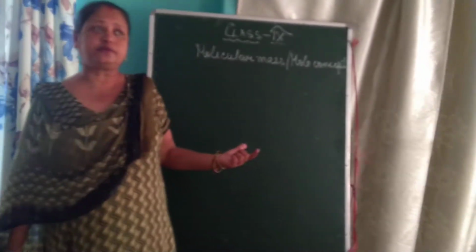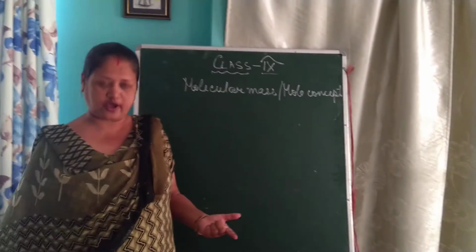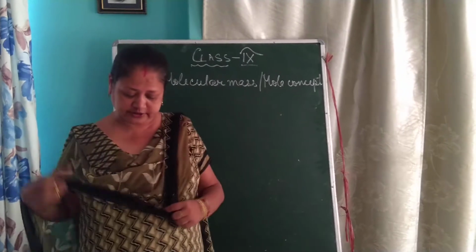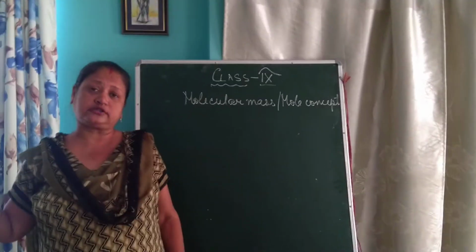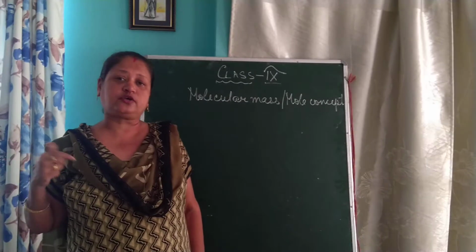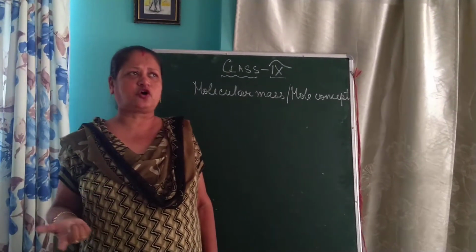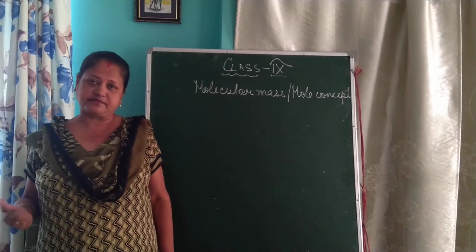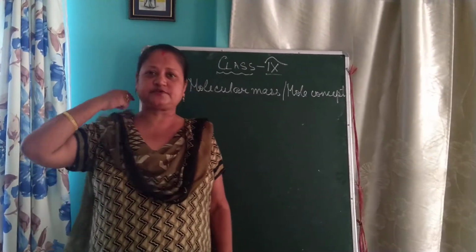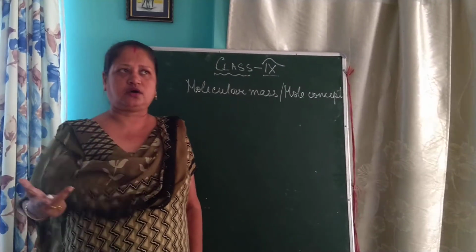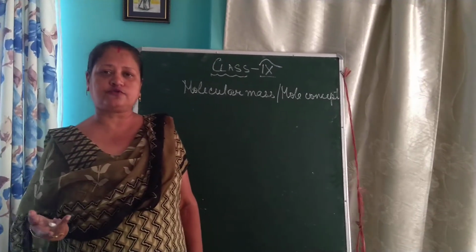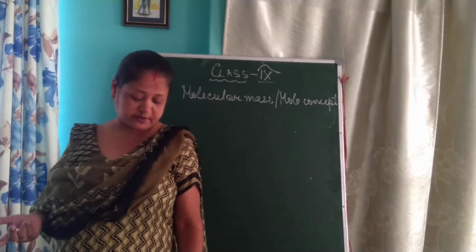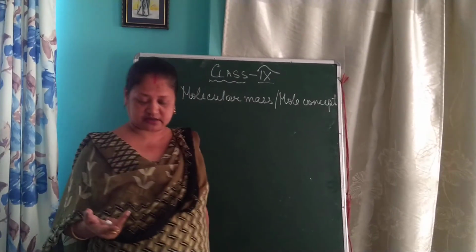Now, what does molecular mass mean? If you have to define the molecular mass of a substance, it is the sum of the atomic masses of all the atoms that make up the molecule or the substance. This is also the relative mass of the molecules, which is expressed in atomic mass unit. I have already told you about the atomic mass unit.